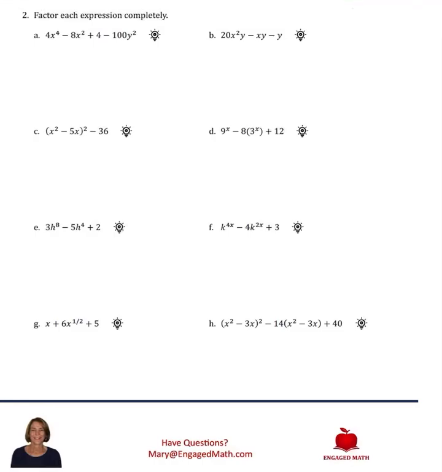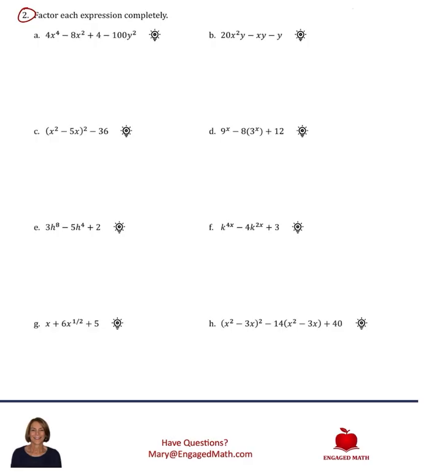Welcome to lesson 21, problem number 2, where the entire page of problems is a set of light bulb problems. So be ready. These are all challenging, but you can do it. We're going to follow our steps. The first step of factoring is always to look for the greatest common factor, and then we're going to look at the number of terms and see if we can factor again.